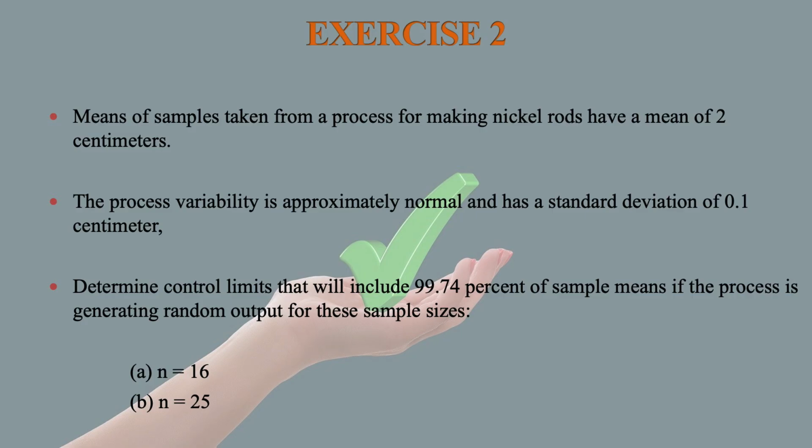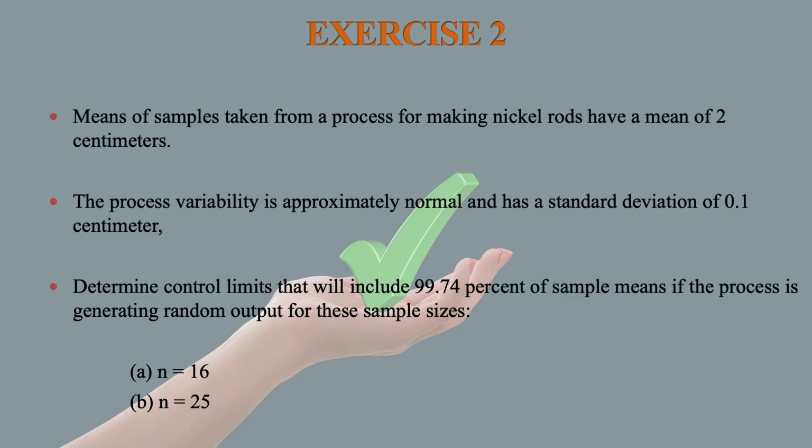Now let us discuss another exercise. Means of samples taken from a process for making nickel rod have a mean of 2 cm. The process variability is approximately normal and has a standard deviation of 0.1 cm. Determine control limits that will include 99.74% of sample means if the process is generating random output for these sample sizes.